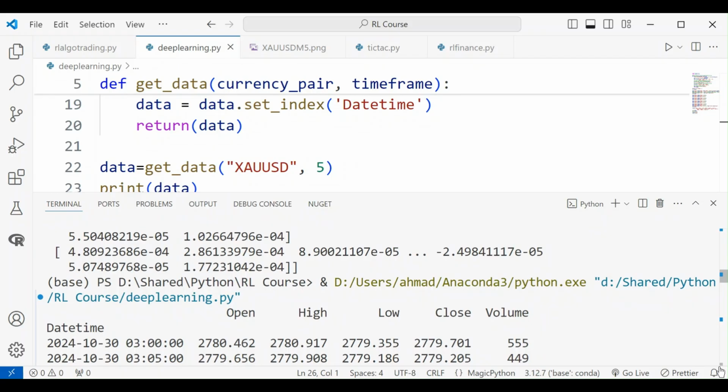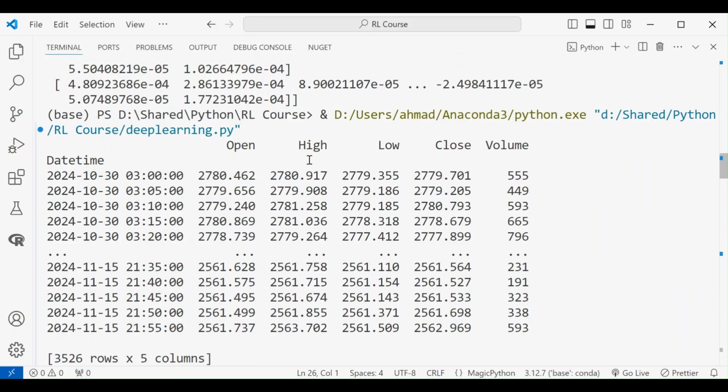So once I run the code, you will see open, high, low, close, volume. This is the first six rows and this is the last six rows. So there are 3,526 rows and five columns. Okay.